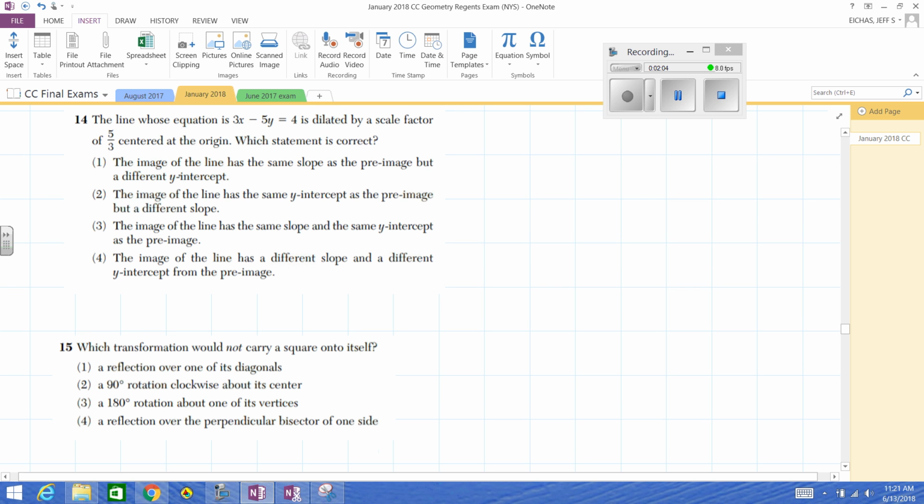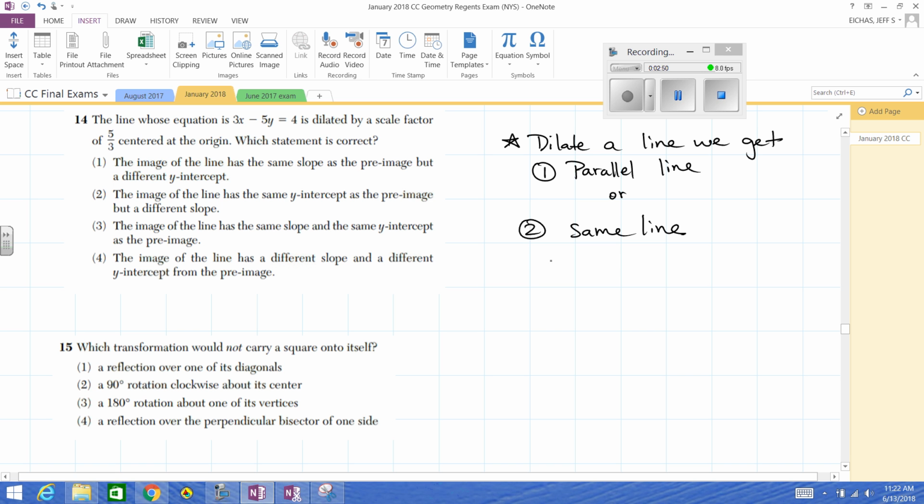Interesting problem here. What these choices are doing is they're not asking you for the exact image. So if you went and tried to figure out what the exact line was and graph it and do all that stuff, you actually did more effort than you needed to. Really all you had to do was focus on what's happening here. It is intended to test this theorem. Did you know that when we dilate a line, we get one of two things, either a parallel line or two, the same line.